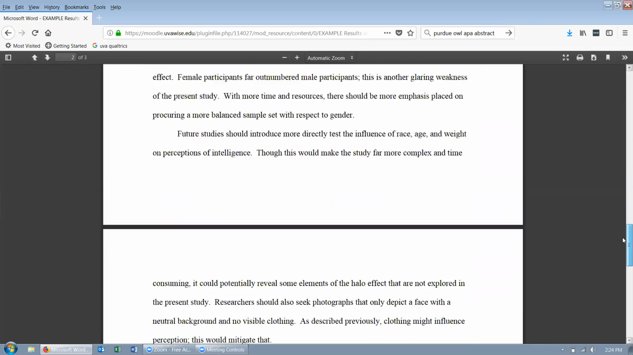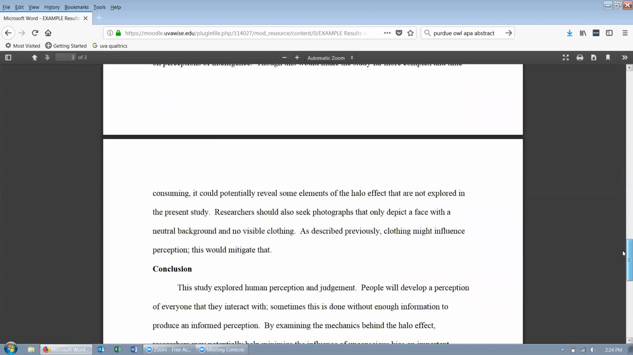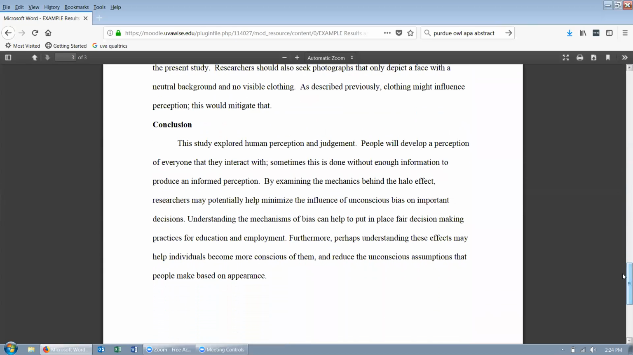Probably the first section will be what's wrong, and the future directions will be what's the next step to study. And then finally, you're going to have a conclusion section where you'll discuss why your topic is important to continue studying and possibly make a few suggestions for future research.